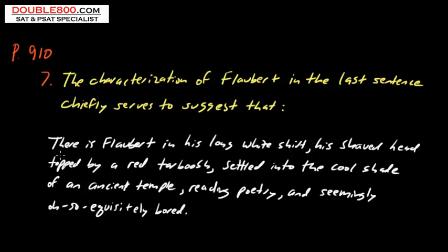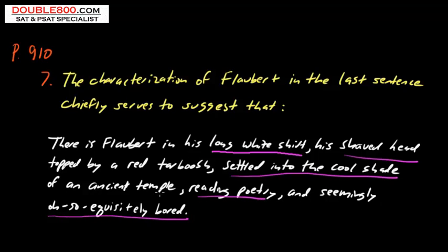And here's the last sentence. There is Flaubert in his long white shirt, his shaved head, topped in a red tarbouche, settled in the cool shade of an ancient temple, reading poetry, and seemingly, oh, so exquisitely bored. We have to predict how he's being portrayed based on this sentence. So again, you're never going to find the answer literally in this sentence. You have to make this inference, this sort of next step to determine how he's being portrayed.